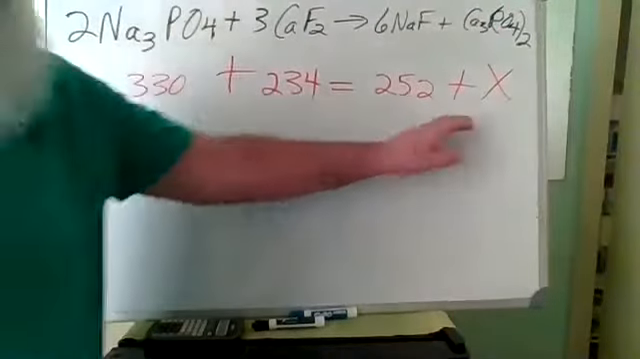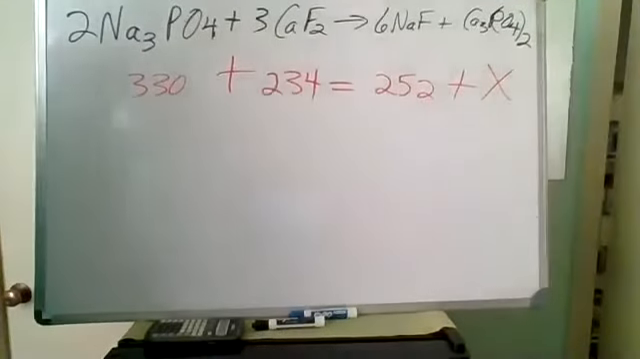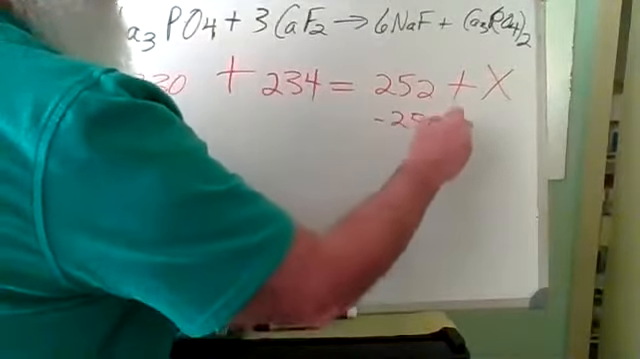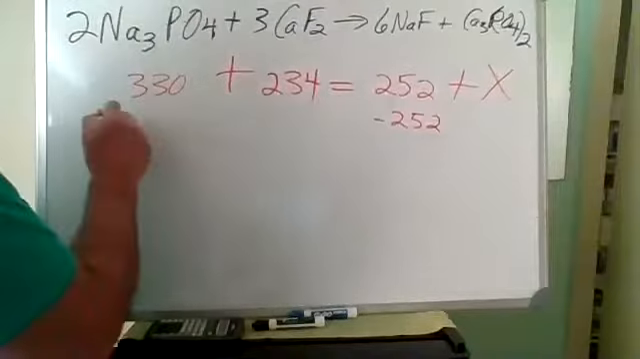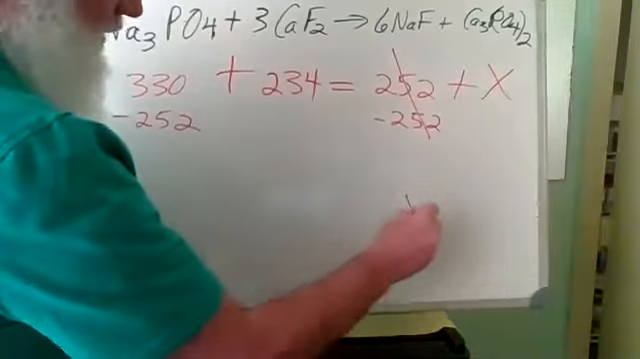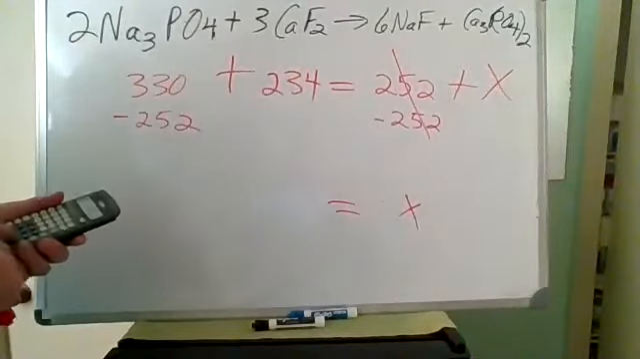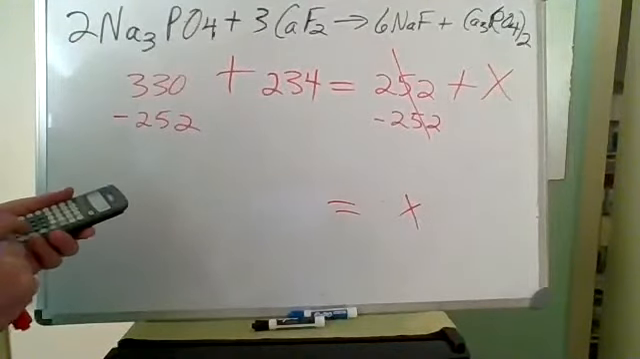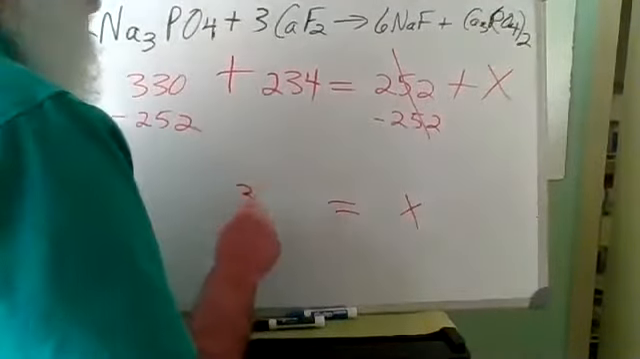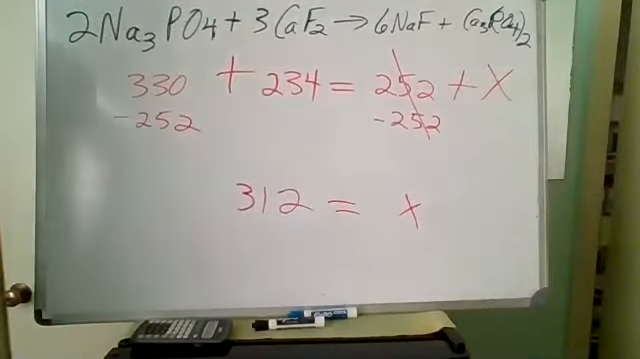Right? So how much solid will we get out here? Okay? Well, we got to solve for x here. 252 is being added to x, so I'm going to subtract 252 from both sides. That cancels, and we're left with x equals, so we get out our little calculator here. So 330 minus 252 plus 234. And I get 312 grams of calcium phosphate.